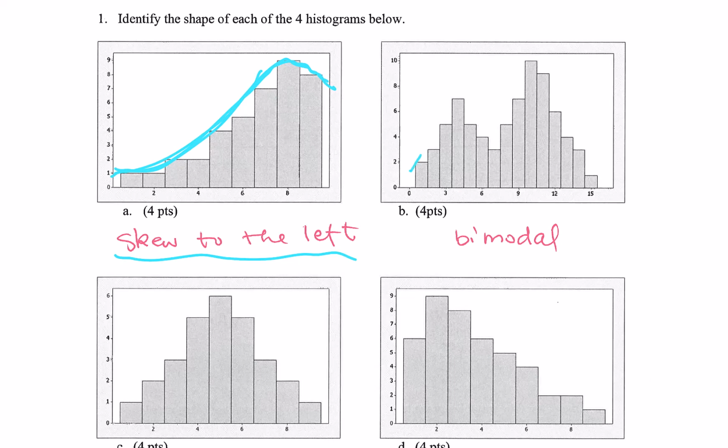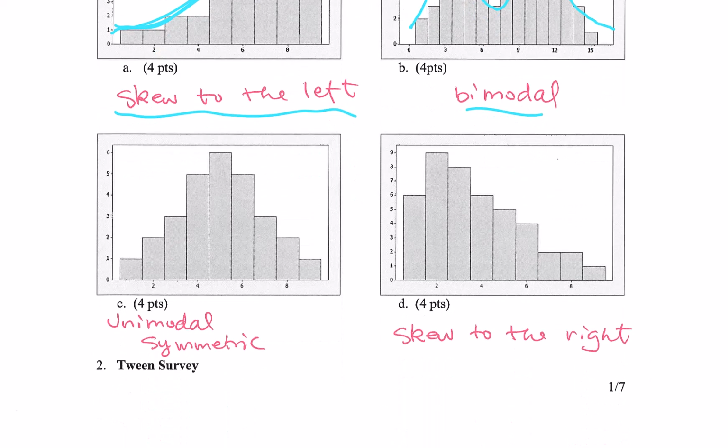And then this is bimodal. Why is it bimodal? Because you can see there are two humps. And for this one, this is unimodal and symmetric, because this is the bell-shaped curve we've been talking about a lot. And then this is skewed to the right.